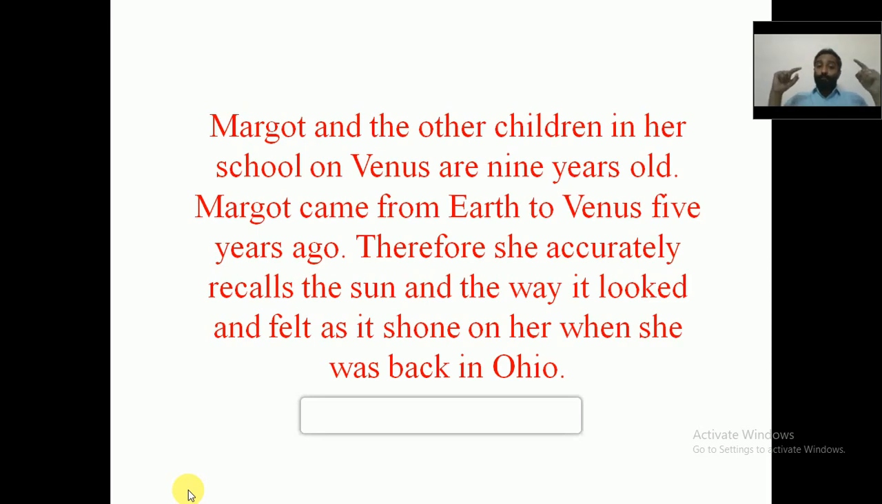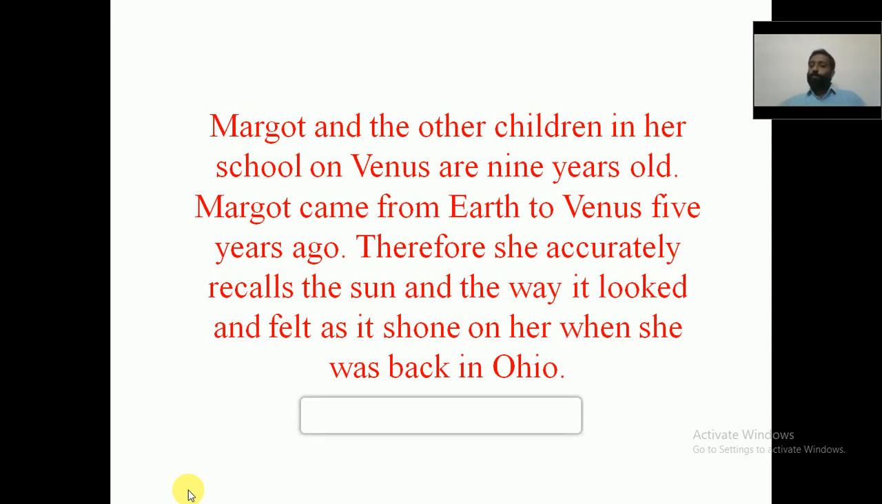Therefore she accurately recalls the sun and the way it looked and felt as it shone on her when she was back in Ohio. So remember, of the children on Venus, only Margaret had the experience of watching the sun before. Other children do not have any idea how the sun looks, what its color is, what its size is. She knows because she came to Venus 5 years ago, so she has a clear picture of how the sun looks. But other children do not have that experience.